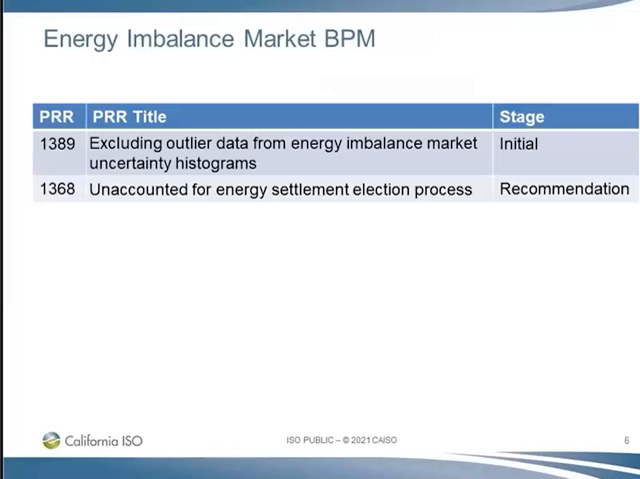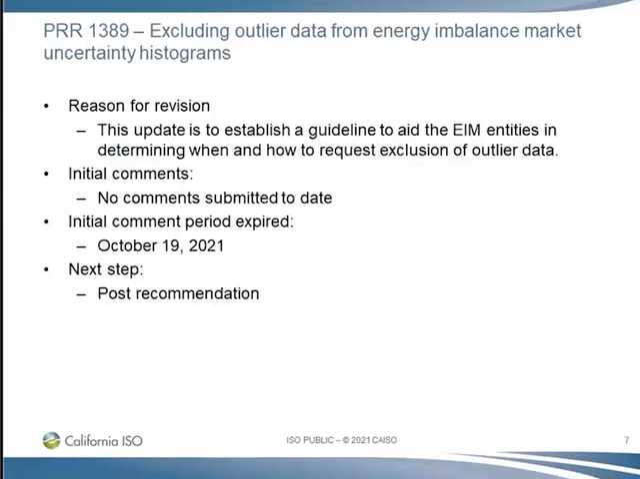So the first BPM that we're going to be talking about is the energy imbalance market. PRR 1389 is excluding outlier data from energy imbalance market uncertainty histograms, which is in the initial stage. And PRR 1368 is for unaccounted for energy settlement election process, which is in the recommendation stage. I'm going to hand it over to Jamal to discuss these PRRs. Jamal?